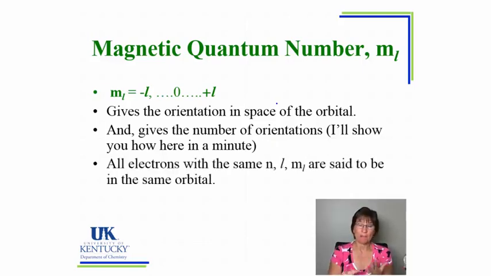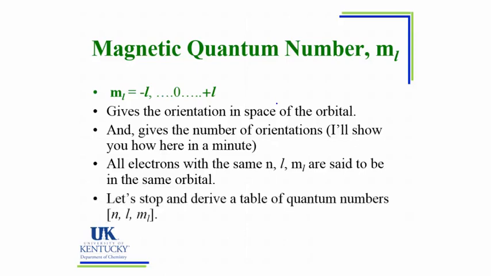All electrons with the same N, L, and m sub L are said to be in the same orbital. So N tells you which shell the electron is in. L says which subshell it's in, and now m sub L says I have narrowed it down to which exact orbital the electron is in. So we're going to stop here now that we've seen these 3 quantum numbers, N, L, and m sub L, and we're going to derive all the possible quantum numbers in a table. We're just seeing connections, and then we will go and actually look at these shapes.